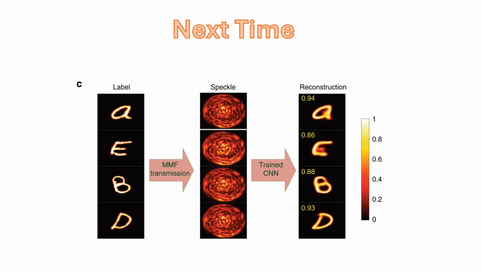What you're seeing here is imaging through multimode fibers by measuring the speckle pattern that comes out of the fiber. So we have a set of objects, and the objects on transmission through a multimode fiber generate a speckle pattern, but this group has trained a neural network to reconstruct the remote object from that speckle pattern, and we'll talk about how they did that in our next episode.